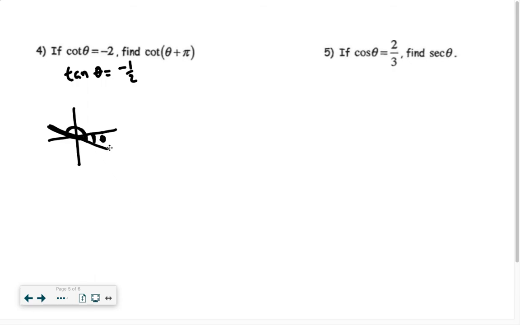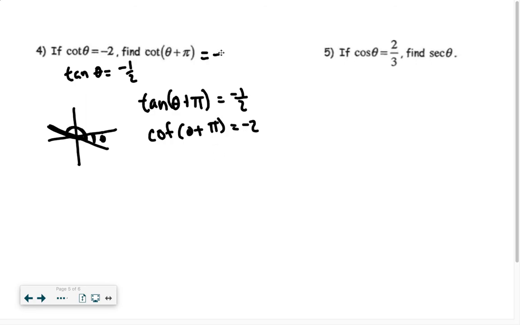So if I add pi to this angle, I'm going to be over here. But tangent is -1/2 over here as well. So tan of theta plus pi is -1/2. So cotangent of theta plus pi is -2 still. So this is -2. Nothing changes when I add pi to cotangent.